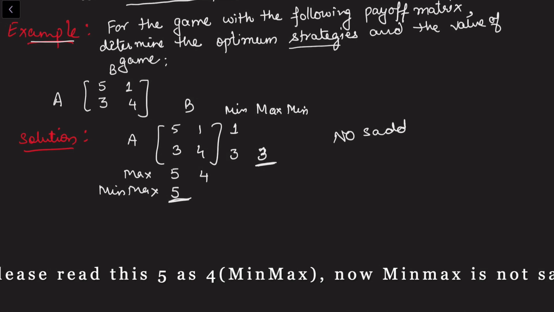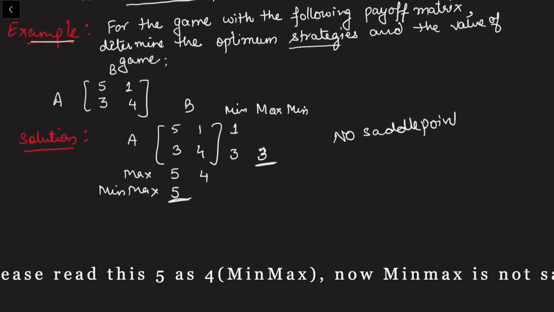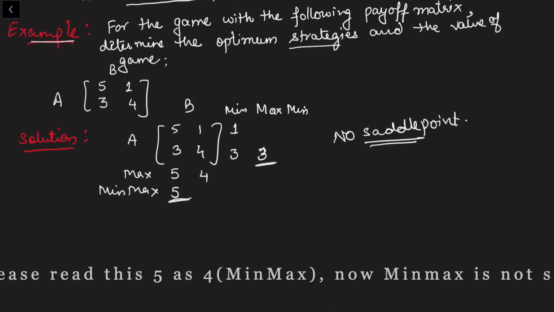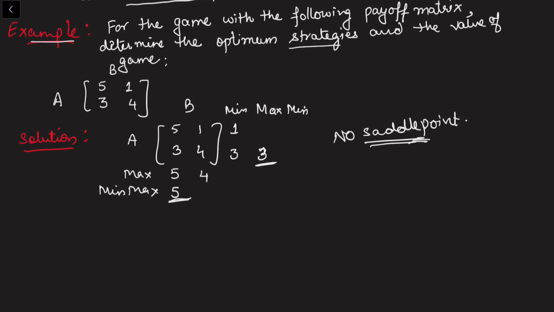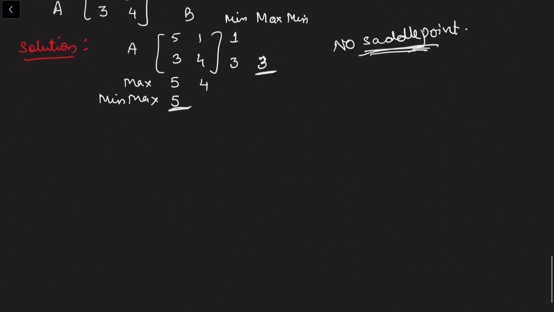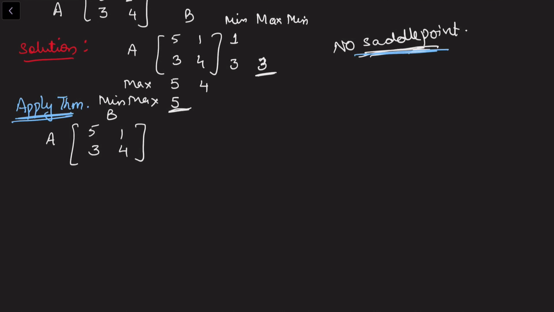So if there is no saddle point, then we need to apply this probability formula. If there was a saddle point, then we already had the Nash equilibrium and that was the optimal. Now in this case, there is no such optimal point, so let us apply the theorem. First I am writing the proof of the theorem. What did we say in the proof of the theorem? These were the probabilities.